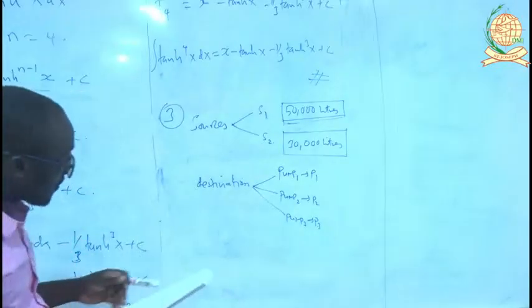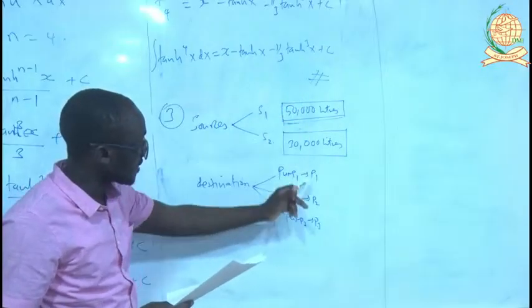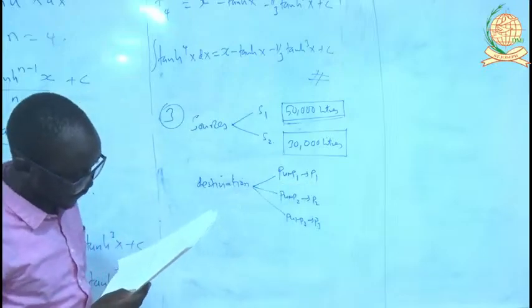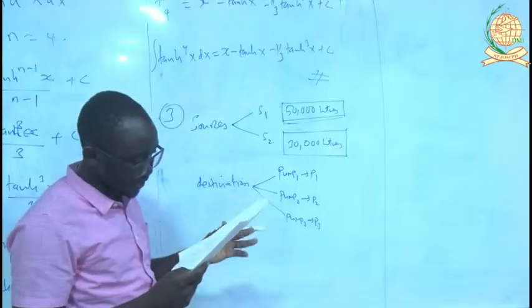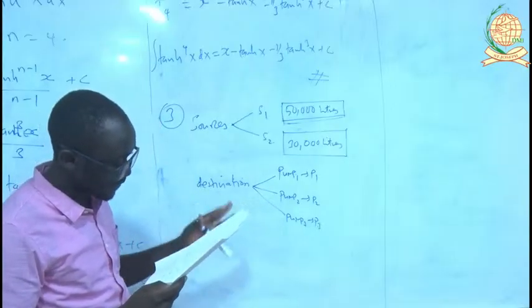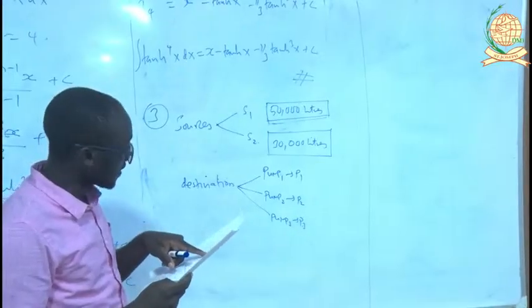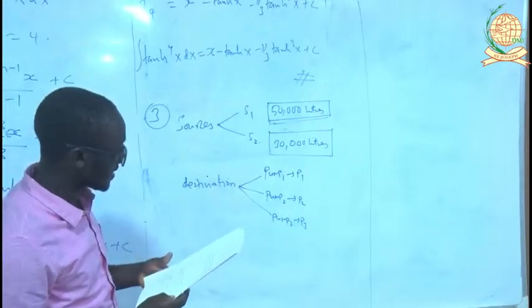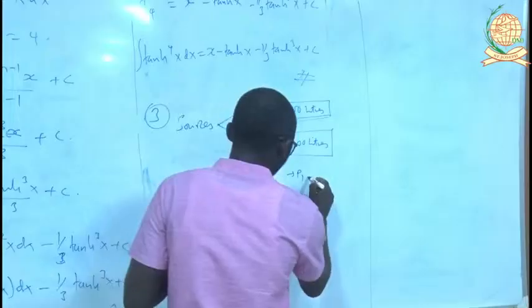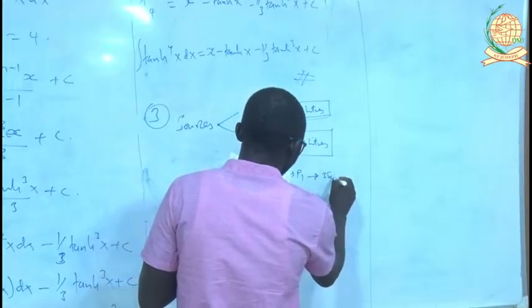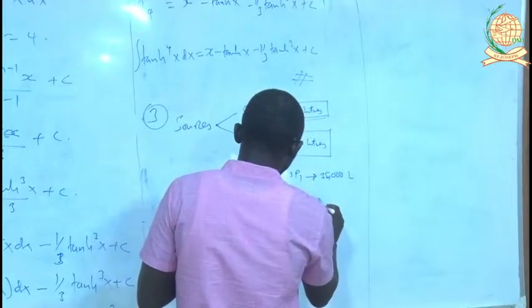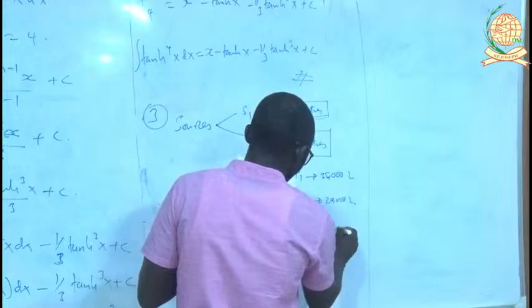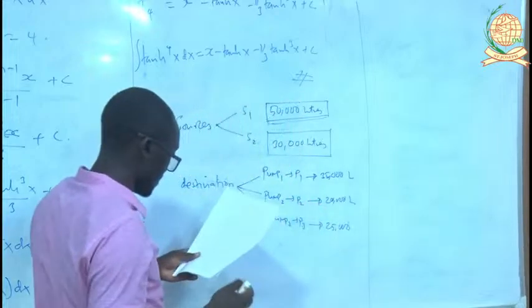And what are the requirements? We have been given the sources, the capacities, and the pumps and their requirements, how much they could hold, how much they could carry. The company is to supply water to 3 pumps, P1, P2, and P3. The requirements are 35,000 liters, 20,000 liters, and 25,000 liters, respectively. So the requirement for pump 1 is 35,000 liters, pump 2 is 20,000 liters, and pump 3 is 25,000 liters. So this is a transportation problem.